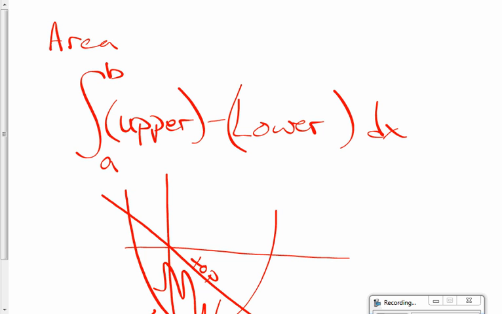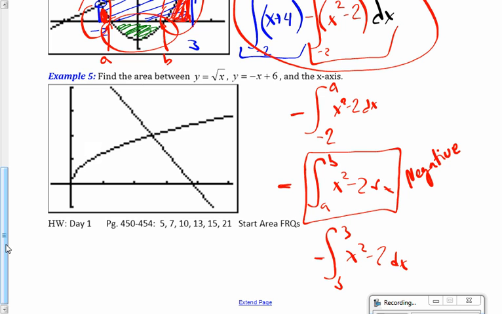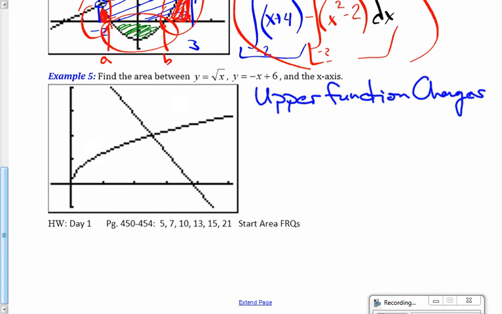Other type of problem, then I'm going to help you set up a couple of your homework problems. This is the last example in your notes, and then we're going to move to homework for one or two of these. And I guess if I were to put a phrase on this, I might say that the upper function changes. These can get very complicated, but if the upper function changes, you need a new integral.